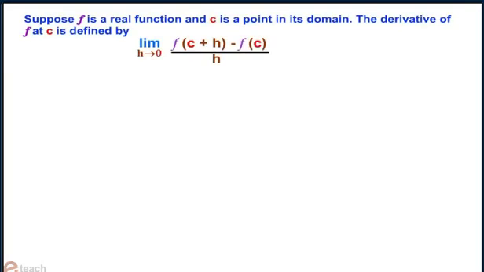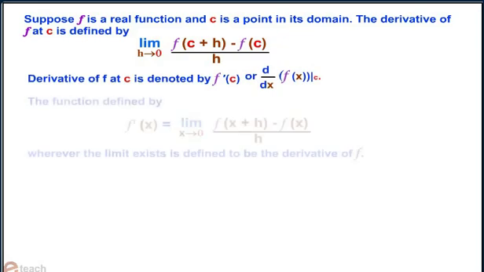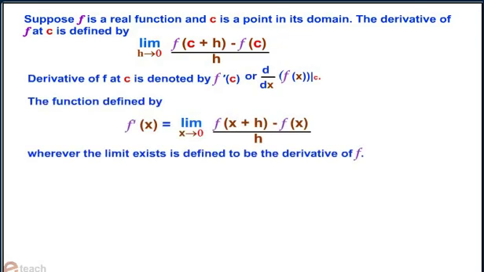Suppose f is a real function and c is a point in its domain. The derivative of f at c is defined by limit h tending to 0 of f(c+h) minus f(c) divided by h. The derivative of f at c is denoted by f'(c) or d by dx f(x). The function defined by f'(x) equals limit h tending to 0 of f(x+h) minus f(x) divided by h, wherever the limit exists, is defined to be the derivative of f.